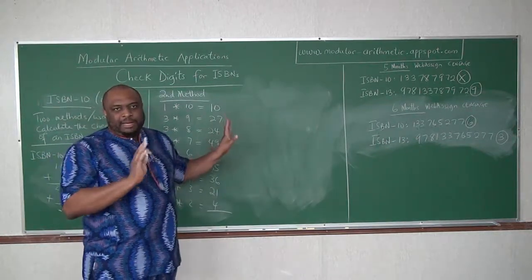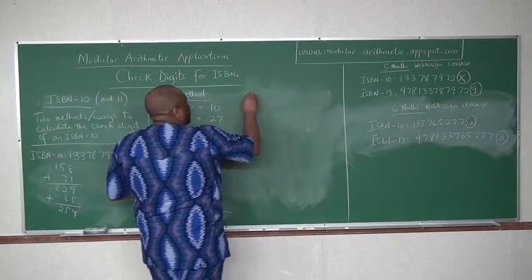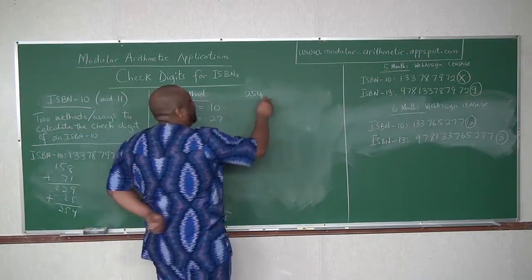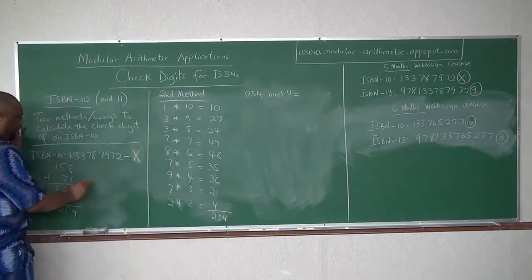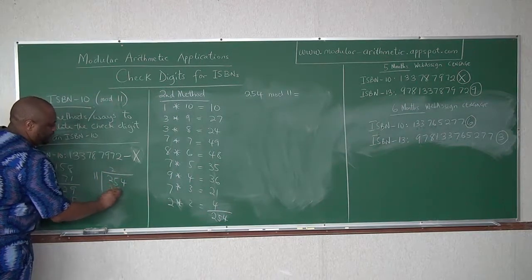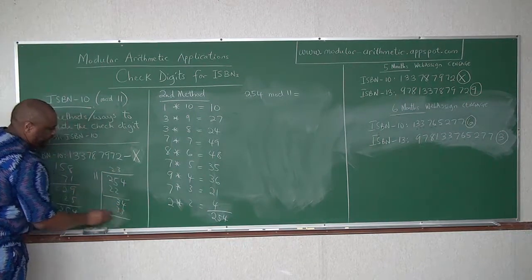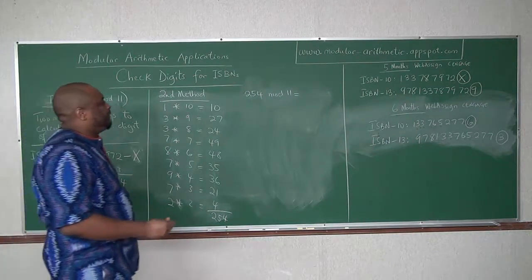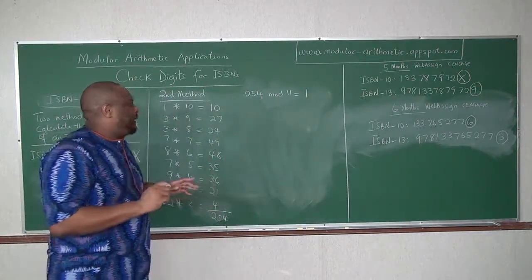Now, there's a formula we will do here with the second method. So just look at what I'm going to do. We now do 254 mod 11. So 11 divided into 254, this is 22, and we have 34, we have 33, and this is 1. Remember 1. So 254 mod 11 is 1. Then you now see, this is the remainder.